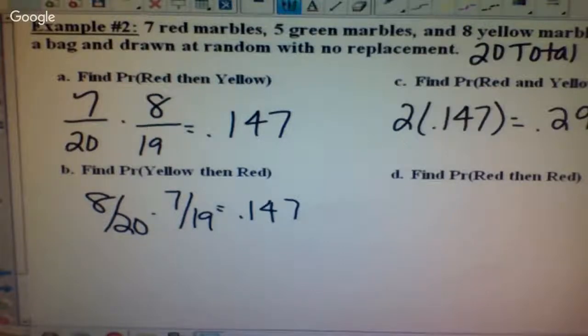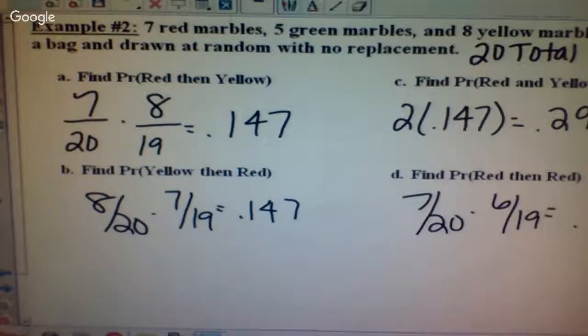And finally, red, then red. So this looks like what? 7 out of 20. 6 out of 19. Okay. Again, the bottom number goes down because you're missing a marble. The top number is going down this time because I'm picking the same colored marble. So I've kept a red, which means I only have 6 reds left to pick from.